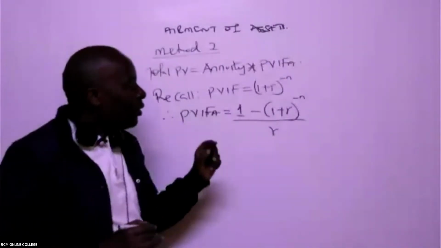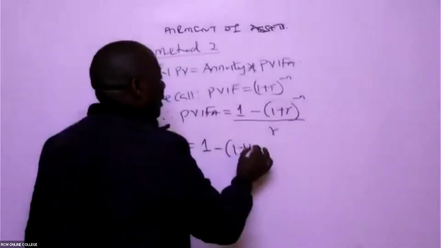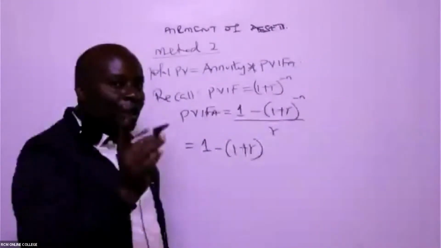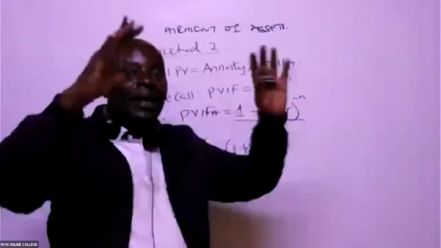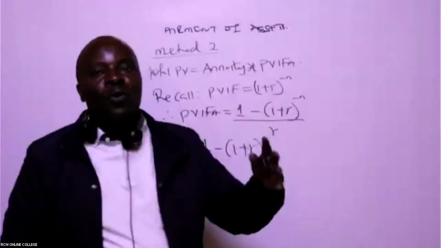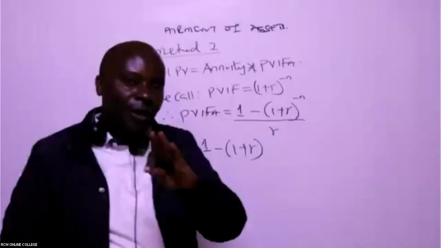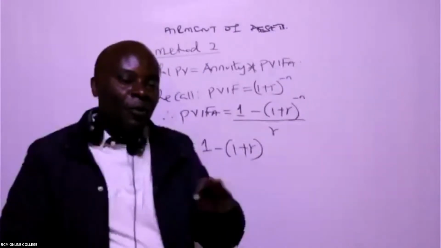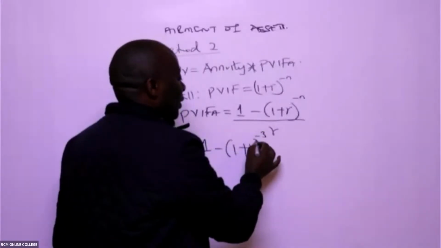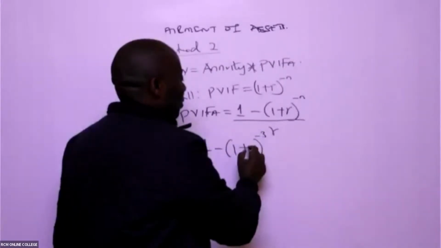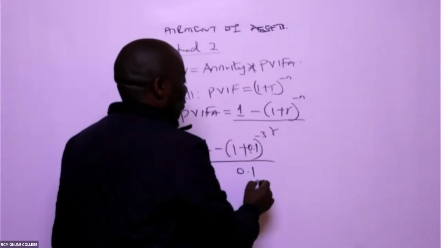So let's try it in our formula. We have 1 minus, in brackets. Remember, you can't get the PVIFA for each year. The PVIFA is normally a blanket for all. You're going to get this 15 for how many years? For 3 years. So it will be 1 plus r raised to negative 3, divided by r itself, which is 0.1.